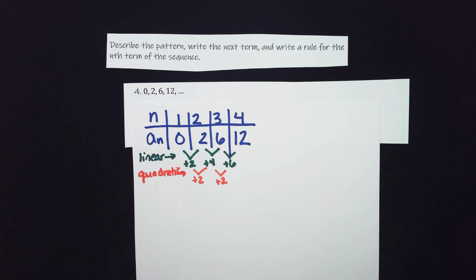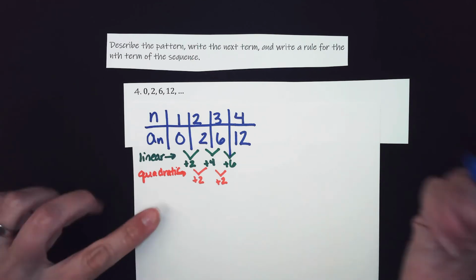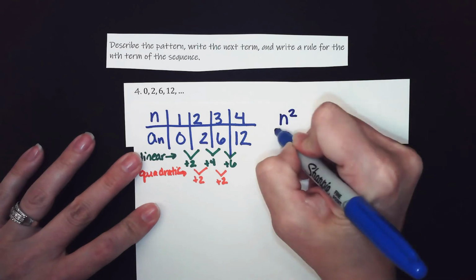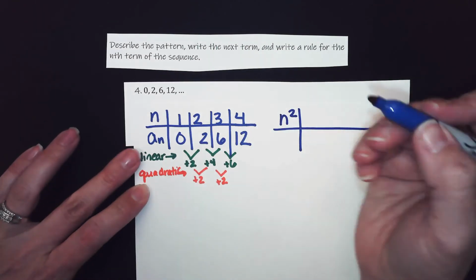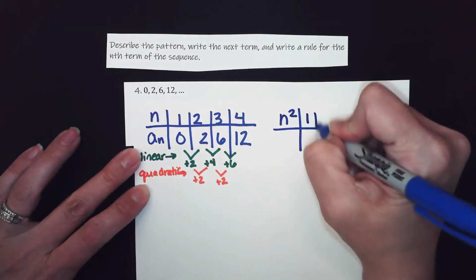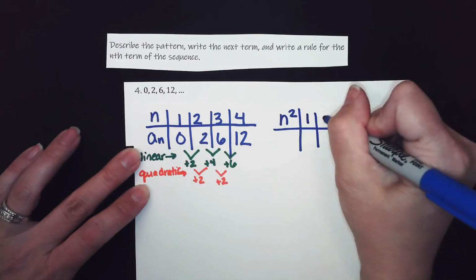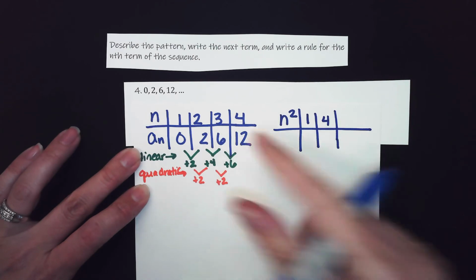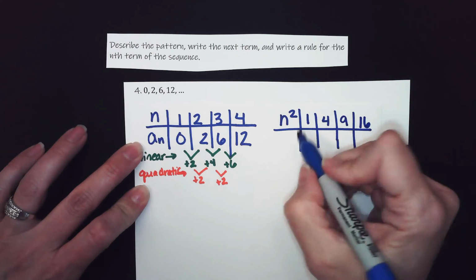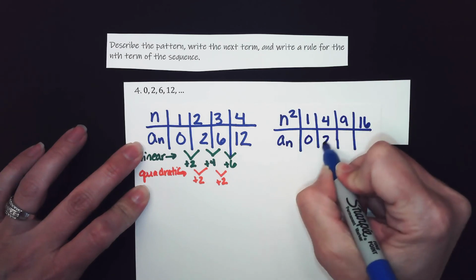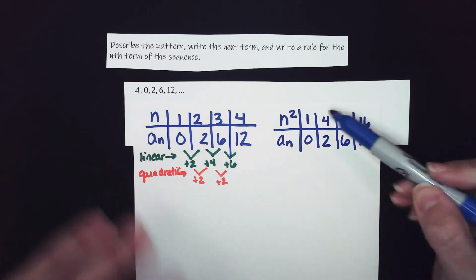So I know I'm going to have n being squared. I really should have left myself some space here. So what I'm now going to do is write a new table with n squared, just because I want to see, okay, I know things are going to be squared, so I want to see what happens. So I have 1 squared. If n is squared, that one's 4. If that's squared, that'd be 9, and then 16. But my terms are still going to stay the same. So an is still going to say 0, 2, 6, and 12. So let's see now if I can see a pattern here.